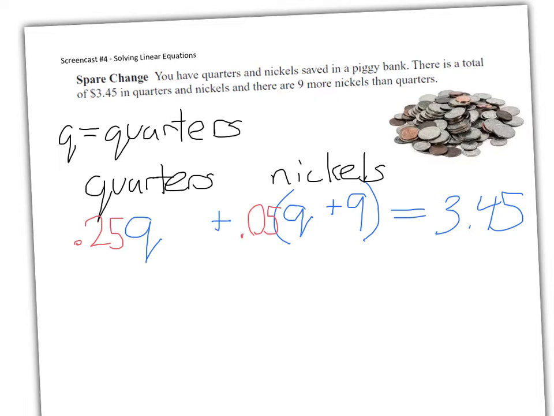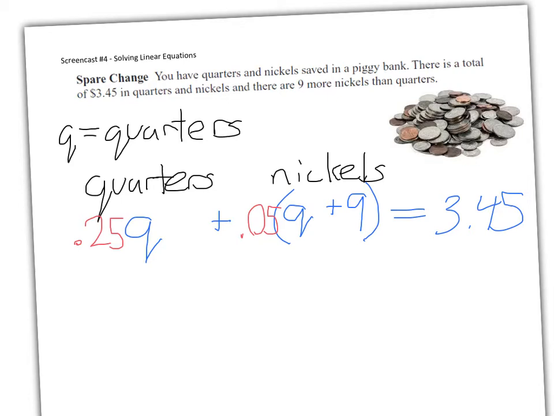So, here's our equation set up beautifully. 0.25 times Q plus 0.05 multiplied by the entire quantity of Q plus 9. And that whole thing should equal $3.45. Our setup is complete and we are able to solve.